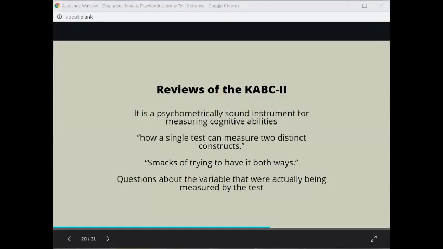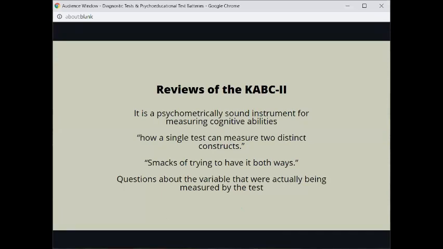And some reviewers raised questions about the variables that were actually being measured by the KABC second edition. For example, a reviewer questioned the extent to which certain supplemental tests could best be conceived as measures of specific abilities or measures of multiple abilities. In general, however, reviewers were satisfied that for school-age children, the KABC second edition is closely aligned with the 5 CHC broad abilities it is intended to measure. Other researchers have confirmed that the KABC second edition is indeed tapping the broad CHC abilities.